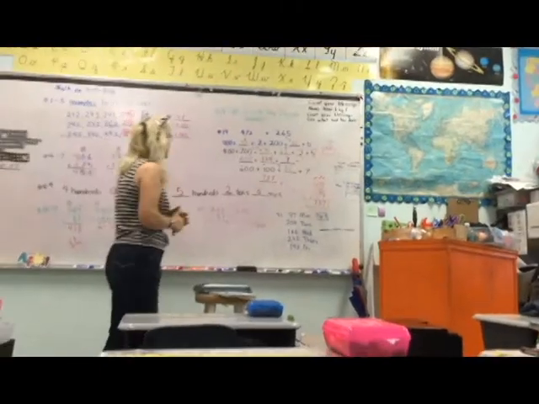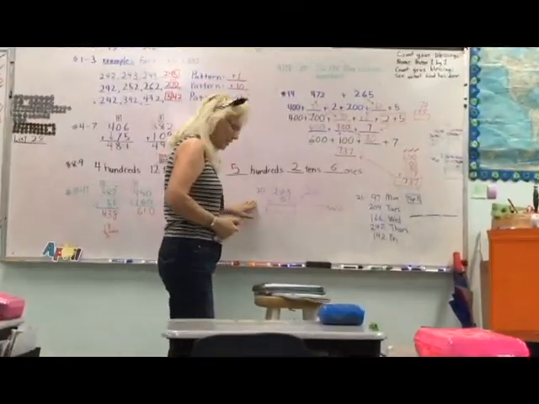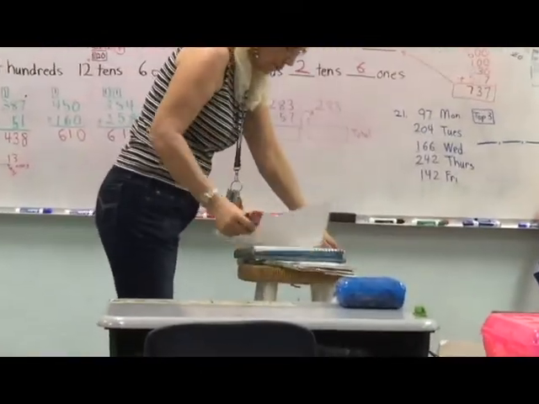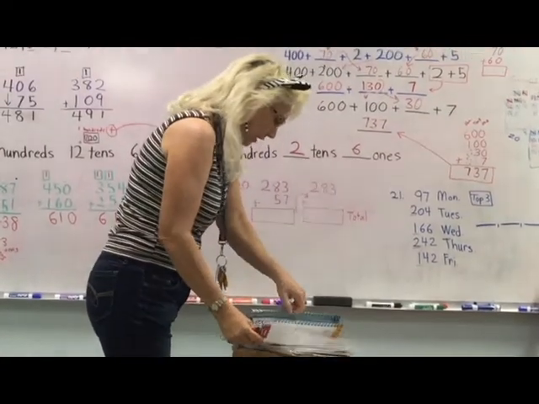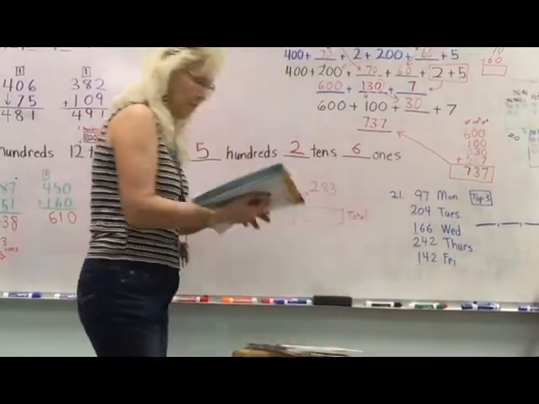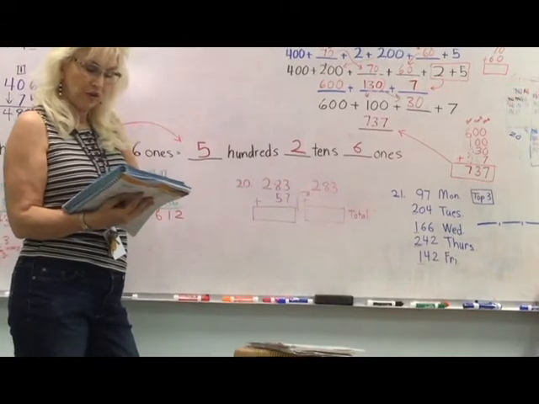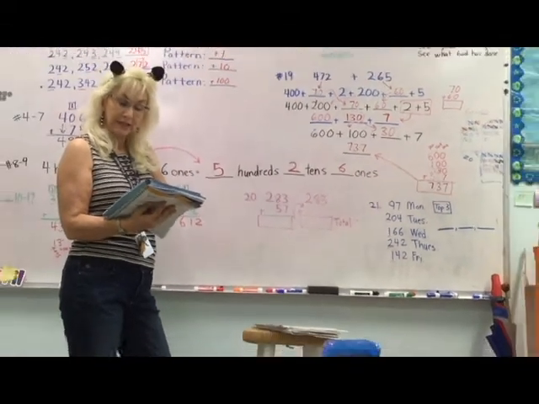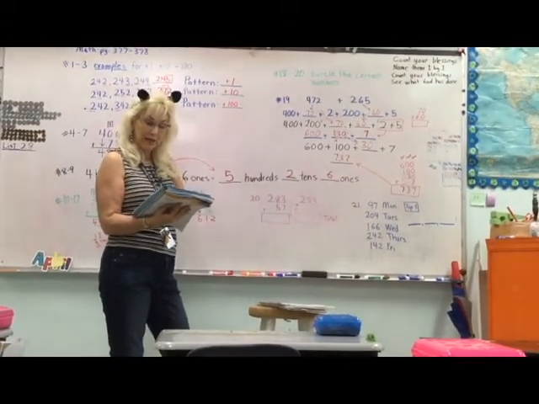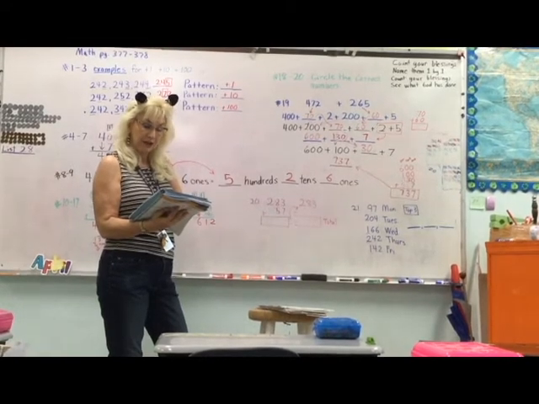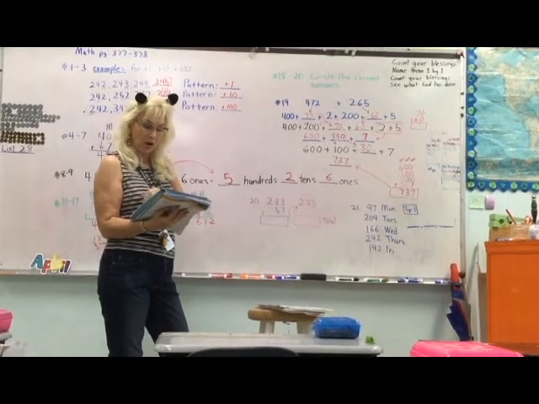The next one is 20. Now 20 is a 2-part problem to solve. Let me read it and then you can follow along. A farm stand sells 283 plums. It sells 57 more peaches than plums. How many plums and peaches does the farm stand sell in all?